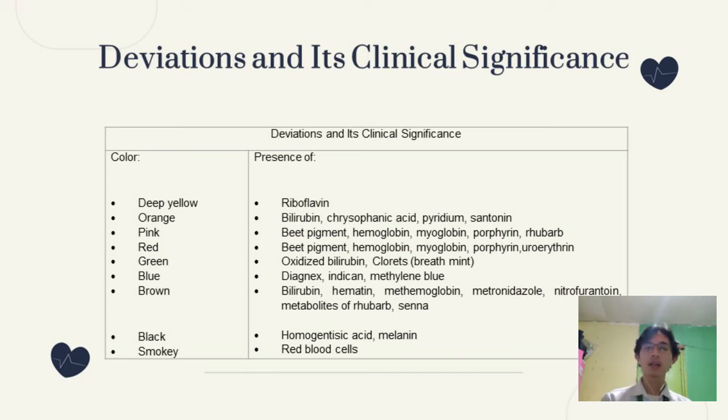For green, it may indicate the presence of oxidized bilirubin, chlorets, or breath mints. For blue, it may indicate the presence of Diagnex, Indican, and methylene blue. For brown, it may indicate the presence of bilirubin, hematin, methemoglobin, metronidazole, nitrofurantoin, metabolites of rhubarb, and senna. For black, it may indicate the presence of homogentisic acid and melanin. If it is smoky, it may indicate the presence of red blood cells.